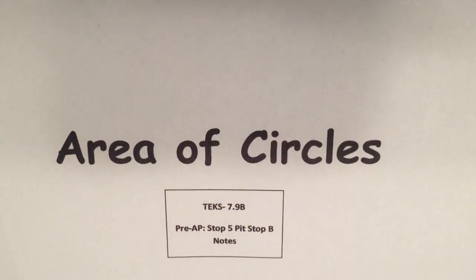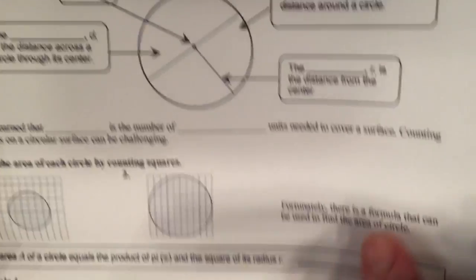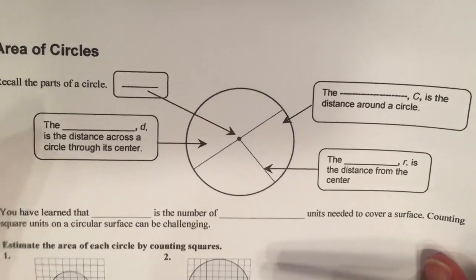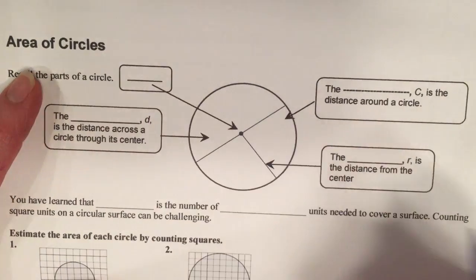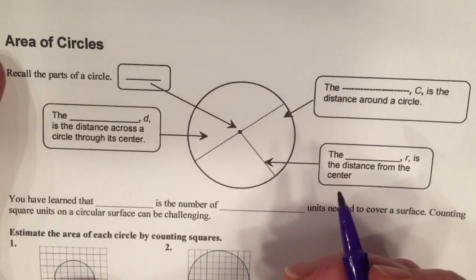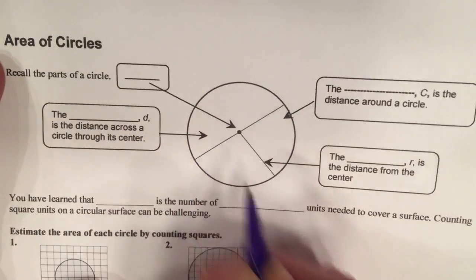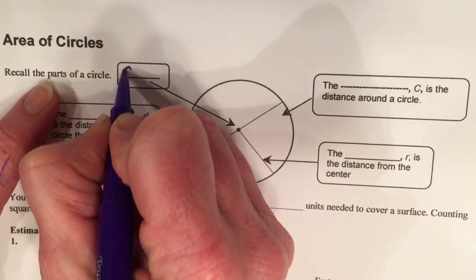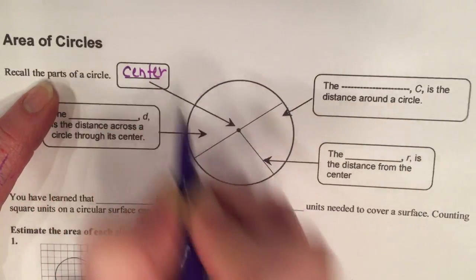So in this video, we're going to be talking about how to find the area of circles. So if you open up the inside of your notes, you can see that there's a circle here with some parts that we need to label. So it says recall the parts of the circle. So this part right here is pointing to this dot in the middle. That's called the center of the circle.